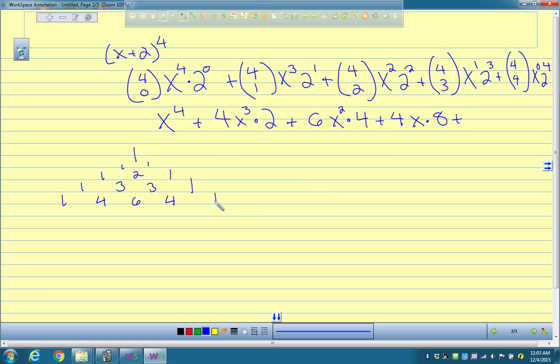4 combination 4 is 1. So that's 1 times x to the 0. What's x to the 0? 1 times 2 to the 4th. And then you just simplify a little bit. X to the 4th, 2 times 4 makes 8x cubed. 6 times 4 gets 24x squared. And 4 times 8 makes 32x. And 2 to the 4th is 16. So rather than multiply x plus 2 times x plus 2 times x plus 2 times x plus 2, you can use the binomial theorem. You get a free lunch.